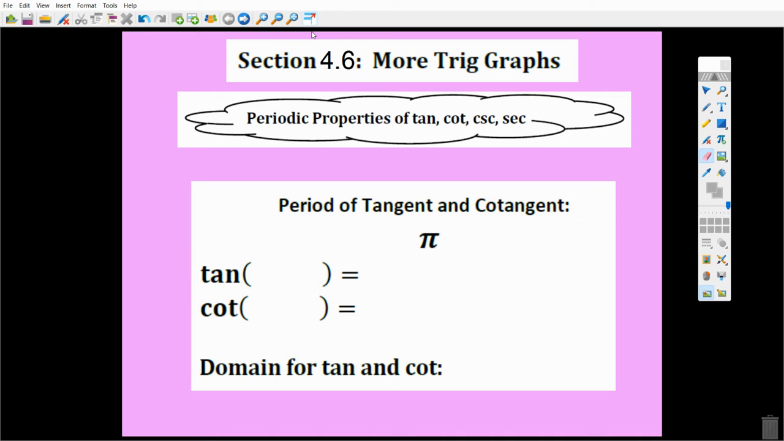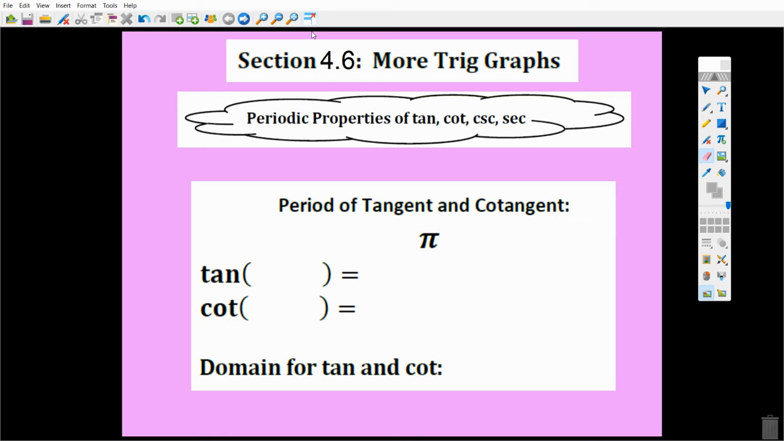Today we're going to be doing section 4.6, which is more trig graphs. Specifically, we're going to be taking a look at tangent, cosecant, and secant graphs, looking at their periodic properties, going over how to graph them step by step.